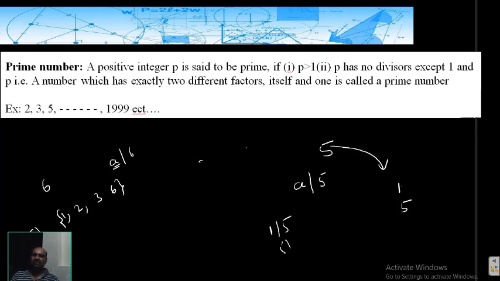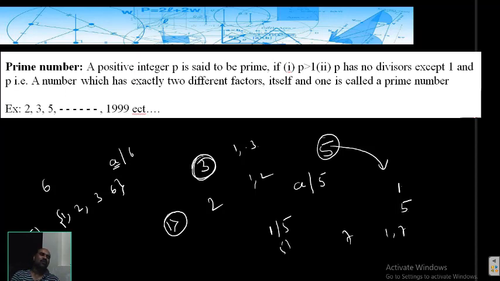Okay. Like that, you take 3. 3 also has only 2 factors, 1 and 3. A natural number greater than 1 is said to be a prime number if it has only 2 factors, 1 and itself. That's why I can say 5 is a prime number, because 5 has 2 factors, 1 and 5 only. So 3 is a prime number because 3 has 2 factors, 1 and 3 only. Take 2 also. 2 also has 2 factors, 1 and 2 only. Take 7. 7 also has 2 factors, 1 and 7 only. Such numbers are called prime numbers.